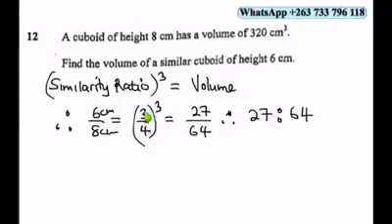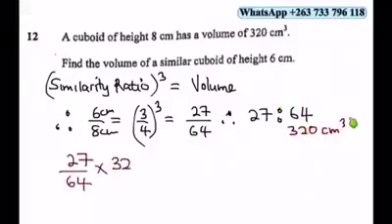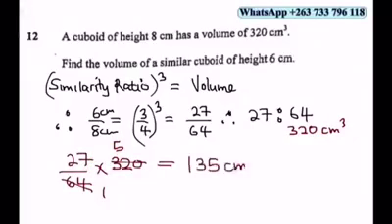Therefore this will be 3 over 4 to the power 3. 3 to the power 3 is 27. 4 to the power 3 is 64. So our ratio is 27 is to 64. So the cuboid with 8 centimeters will be represented by 64 here on the ratio. So 64 here is for 320 cubic centimeters. So to find for this, we just say 27 divided by 64 times this. So 27 divided by 64 times 320, 64 into 320 is 5, 27 times 5, this will be 135 cubic centimeters. So this will be the volume of a similar cuboid of height 6 centimeters.